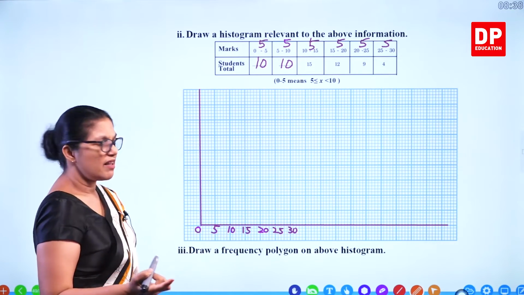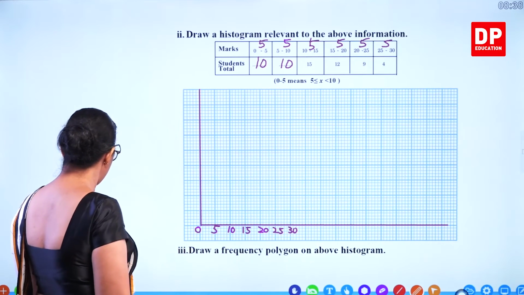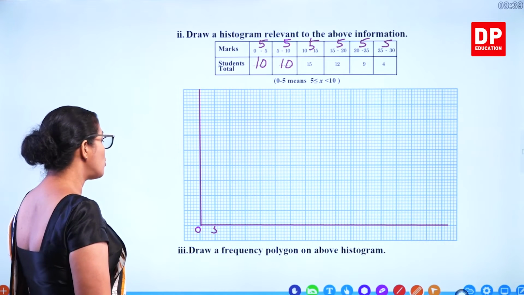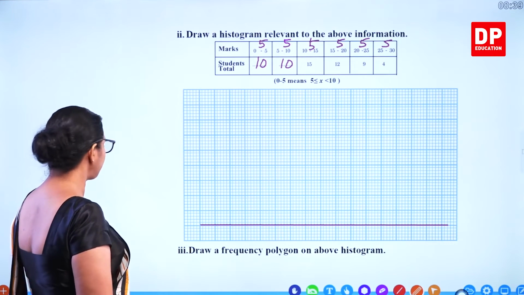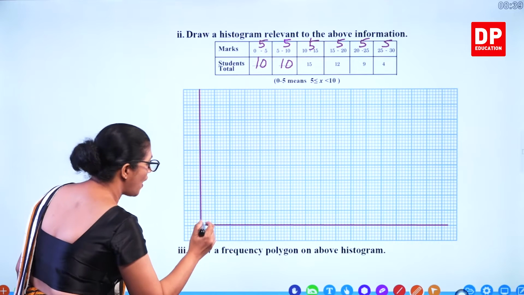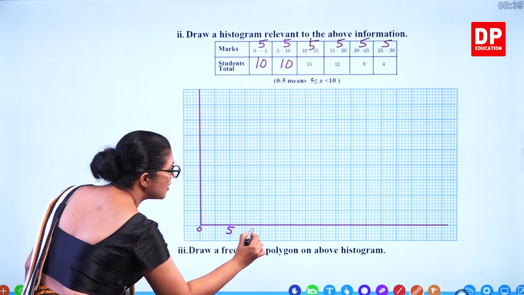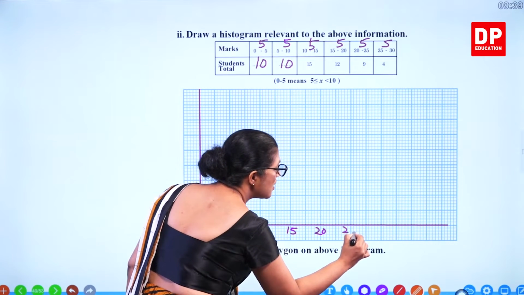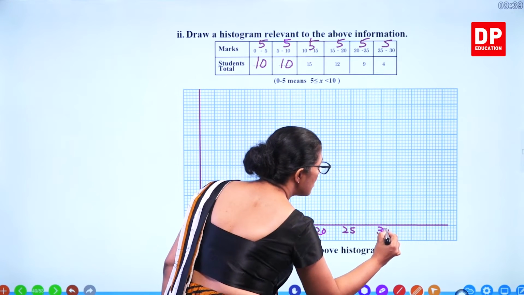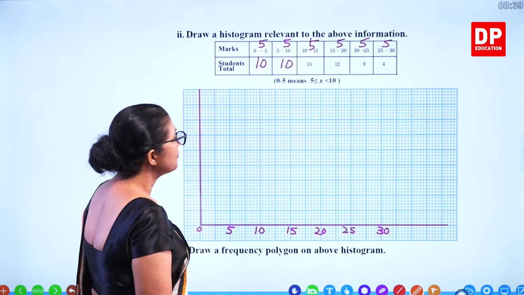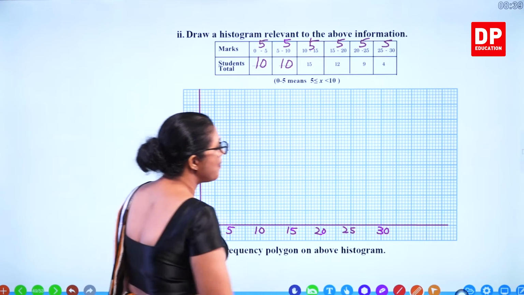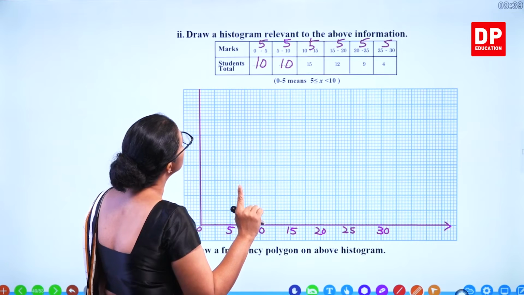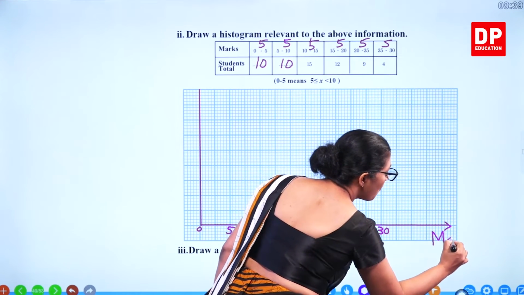So here it's too small. So I can change my scale. So better to take 10 squares. 10 squares, 5 units. 0, 5, 10, 15, 20, 25, 30. So that's the maximum. And then how do you label this? This is about marks. Marks here.